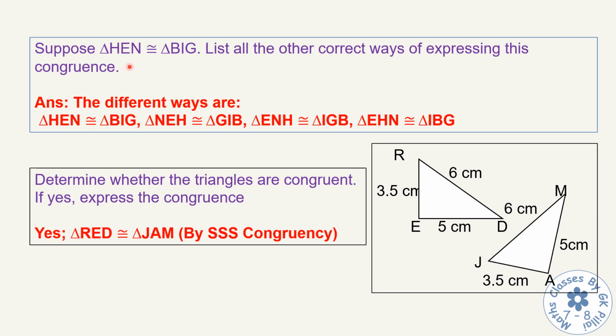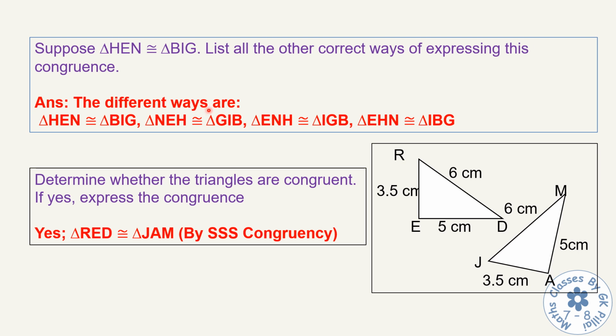Suppose triangle HEN is congruent to triangle BIG. List all the other correct ways of expressing this congruence. That means there are at least three more different ways of expressing the name of these triangles. Here it is given as HEN and BIG.